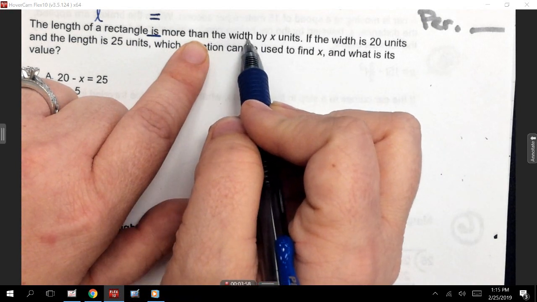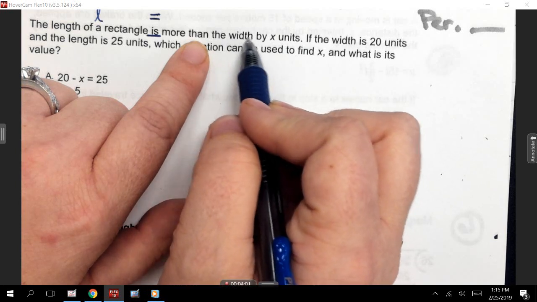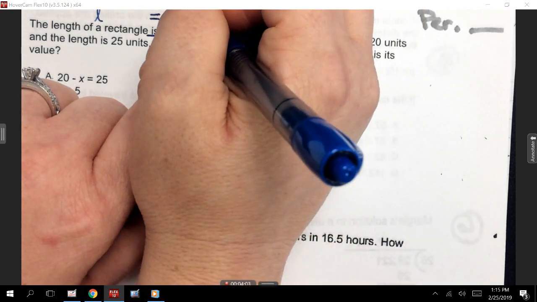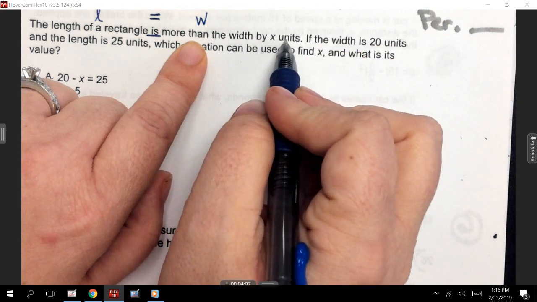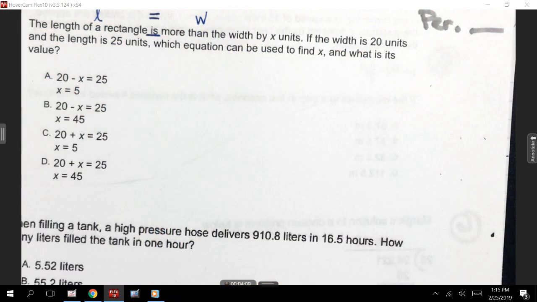Now it says more than the width by x units. More than the width. What am I going to use for width? W. Let's raise our hand, please, Valentina. All right, so I have more than the width by x units. So what is that saying? What am I doing with that x? More than the width by x units.